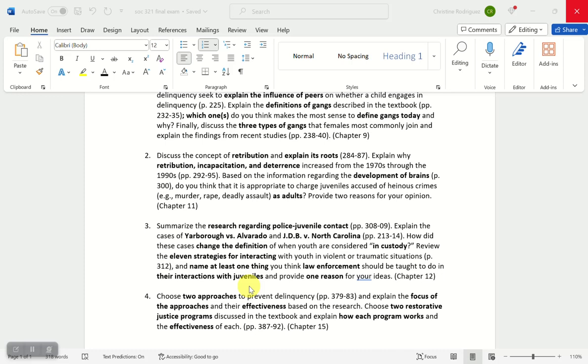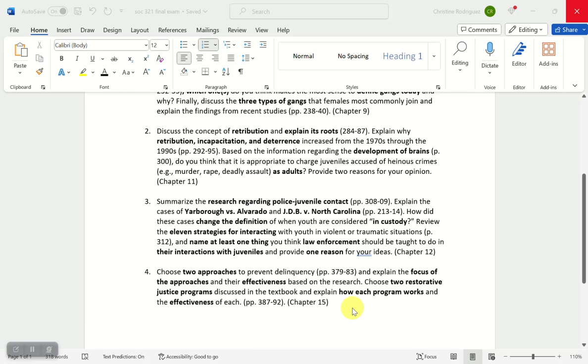Review the 11 strategies for interacting with youth in violent or traumatic situations. So remember, if you go back and you look at page 312, there is that little diagram of the 11 different ways or strategies that law enforcement officers can use when they're interacting with juveniles or youth who are in violent or traumatic situations. Name at least one thing you think law enforcement should be taught to do in their interactions with juveniles, and provide one reason for your ideas.